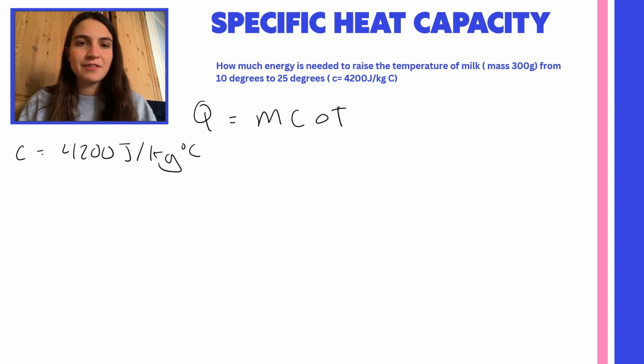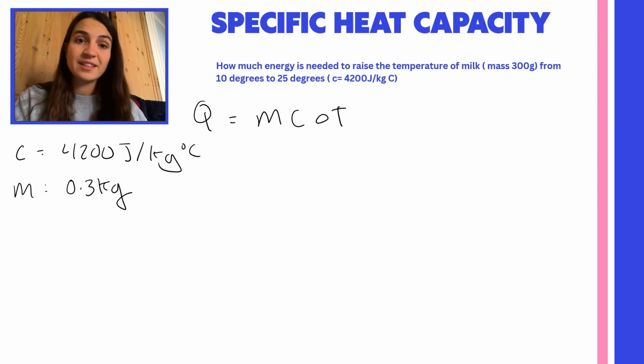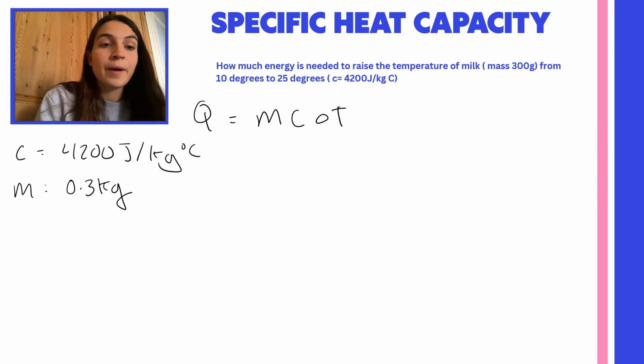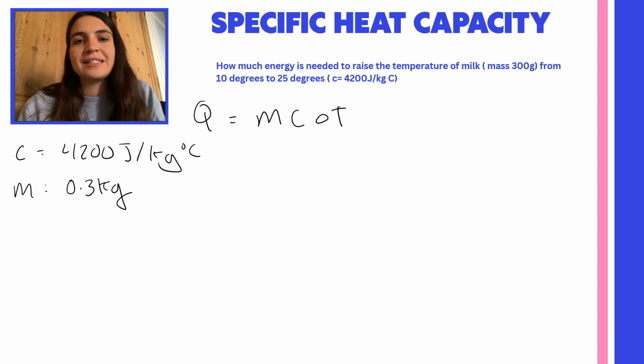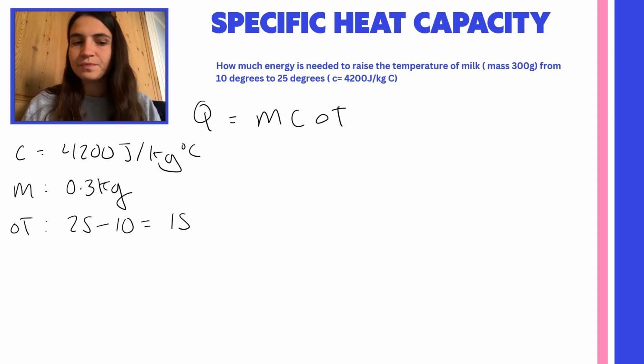C here, it's been given to me in the question, 4,200 joules per kilogram degrees C. Now, I need my mass, M. I've written it as not 300 grams, but divided that by 1,000 and written 0.3 kilograms. Again, I need to look at my units that they've given me for my specific heat capacity C. And you can see it's joules per kilogram degrees C. So if I'm going to put a mass into this equation, it better be in kilograms.